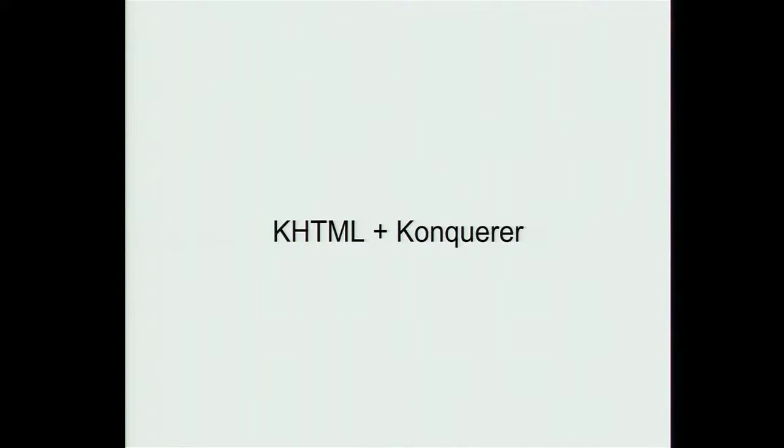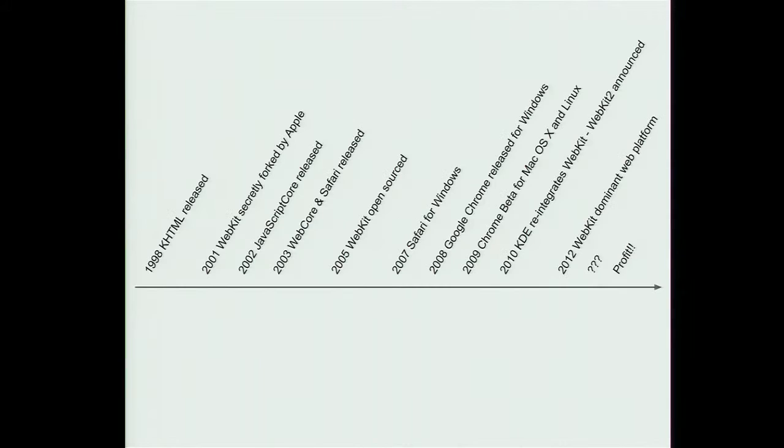So a bit about the history before we get into the details. It started off with something called KHTML, which was the rendering engine for the Konqueror browser. It was mostly done by one guy named Lars Knoll. And it first shipped in 1998. In 2001, Apple started secretly working on a fork. Then they released JavaScript Core, which was a rewrite of KJS, and that was the first inkling that they were doing something with KHTML.